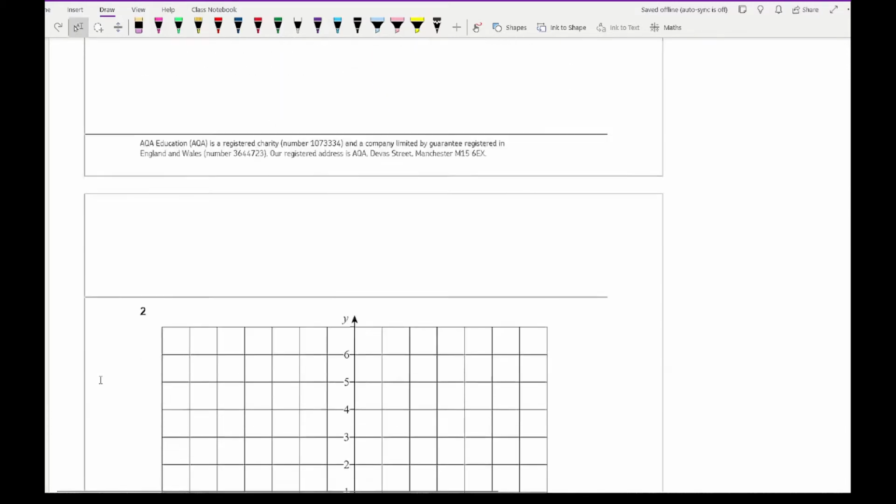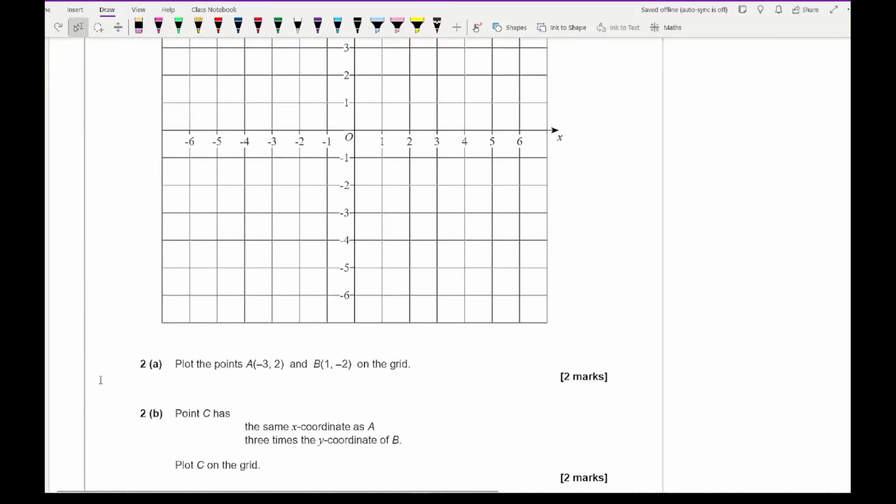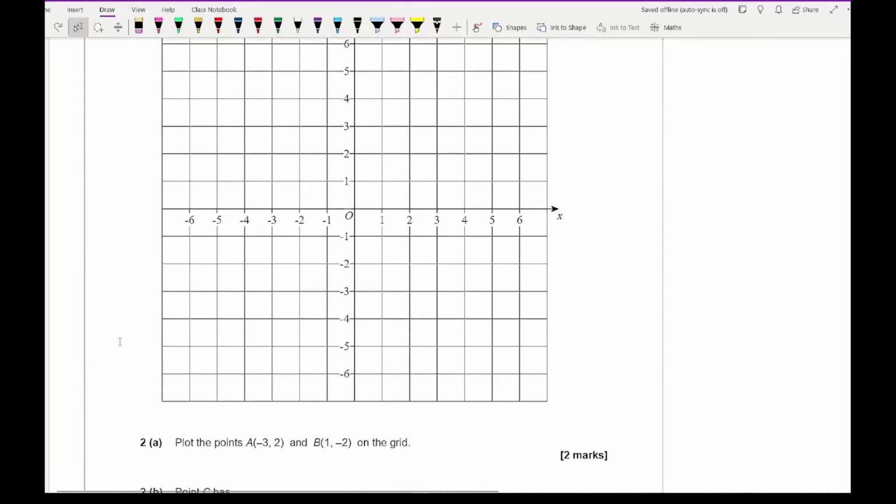Moving on to question 2, it says plot the points minus 3, 2 and 1, minus 2. So A is minus 3, 2, which is here. So we can label that as A. And B is 1, minus 2, which is just there.